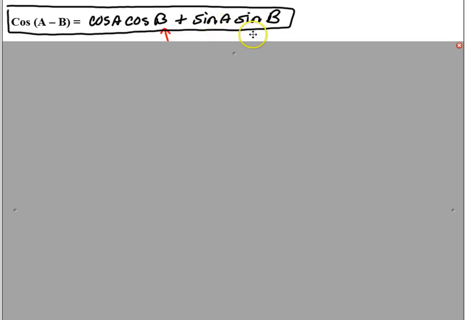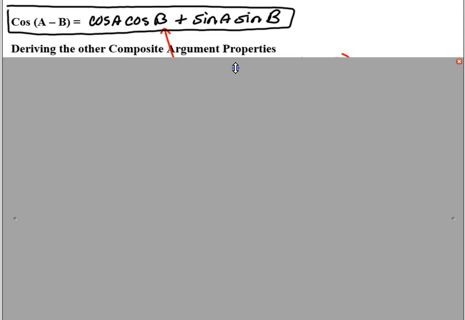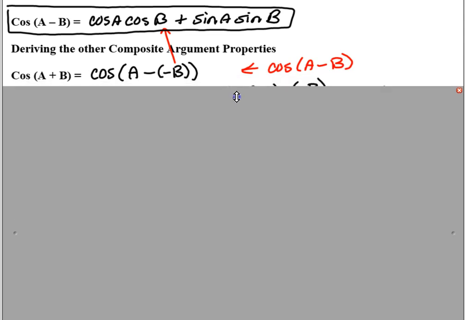Okay, we now have one composite argument property. Cosine of A minus B is cosine A cosine B plus sine A sine B. Now we're going to derive three others. The first one is cosine of A plus B.